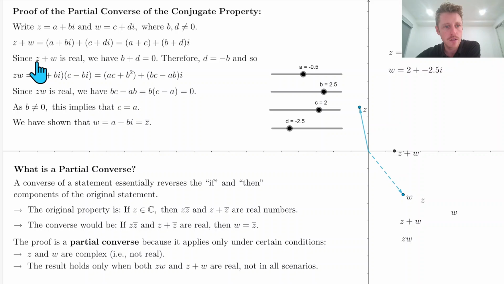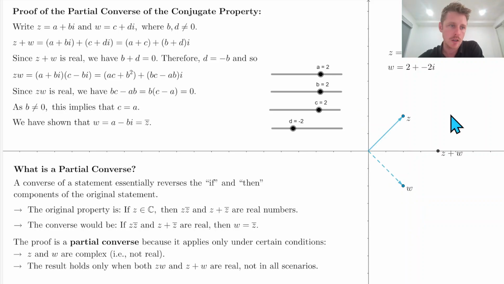Why is that the case? Apologies, what we're trying to show, I should have said, is that w is the complex conjugate of z. And we know that if w is the complex conjugate of z, just from before, when we add z and w, we're going to get a real number. So that must mean in this case that b plus d is 0, because the imaginary part must go to 0. In which case, d must be equal to negative b.